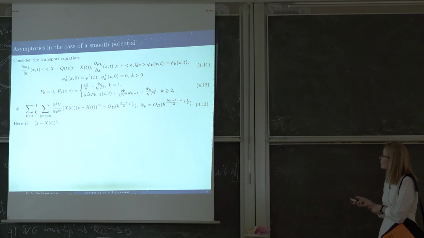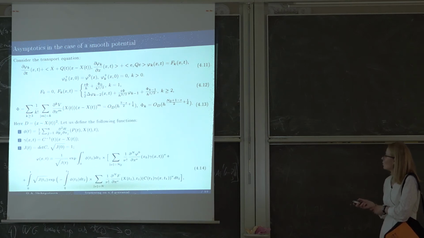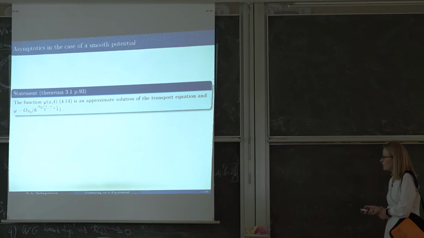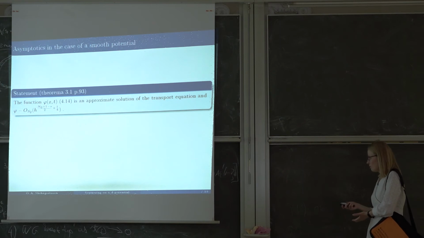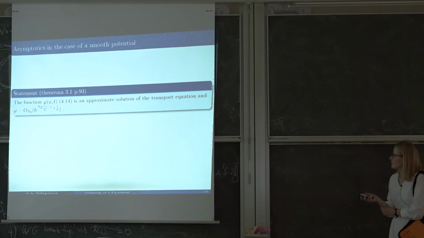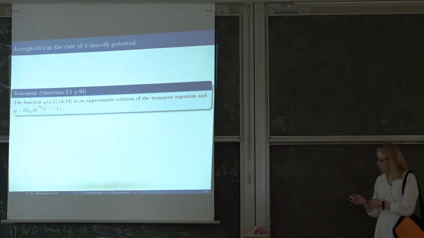And then we can define the following functions. Using these functions, we can construct functions phi of x and t. And this function is an approximate solution of the transport equations. So this is a theorem from Maslov's books, but with different estimations because we use a different norm.